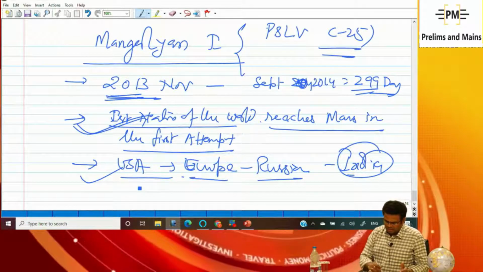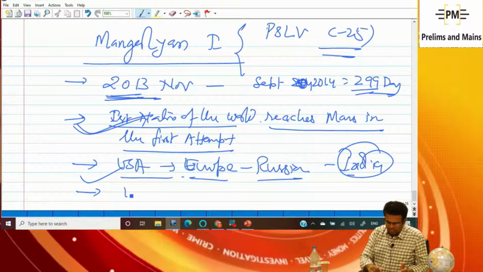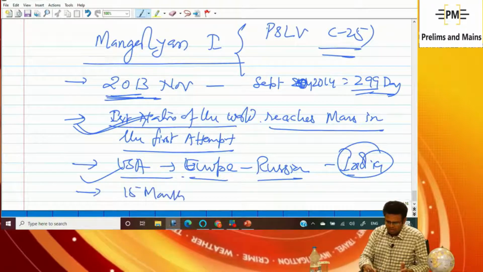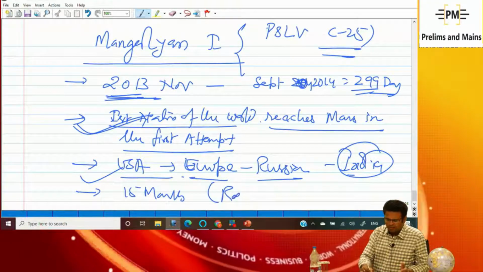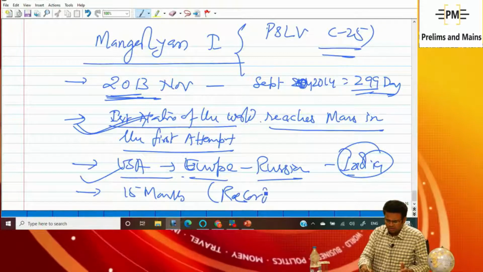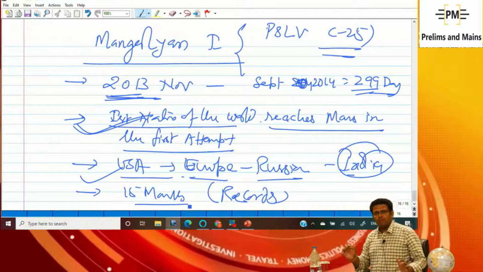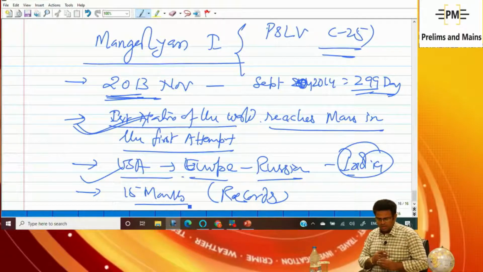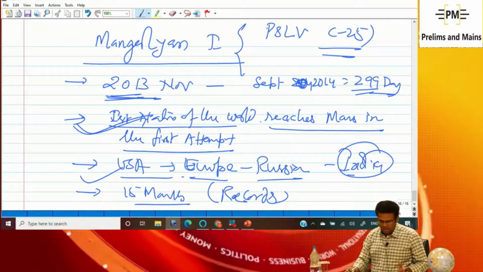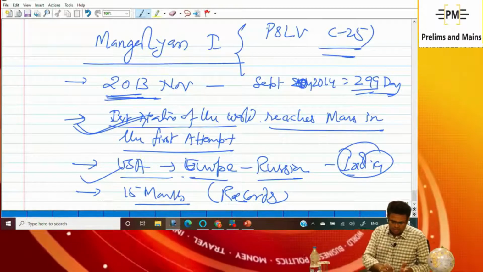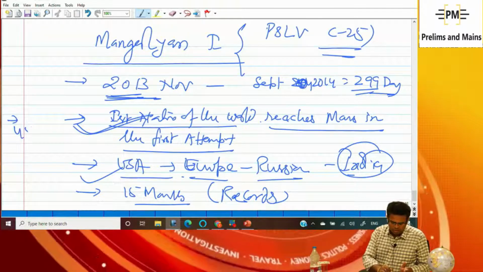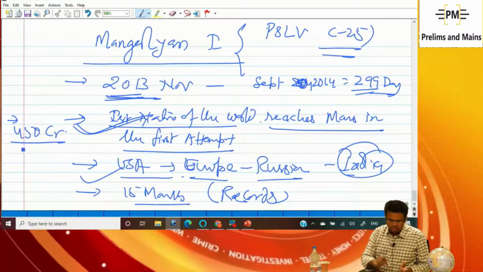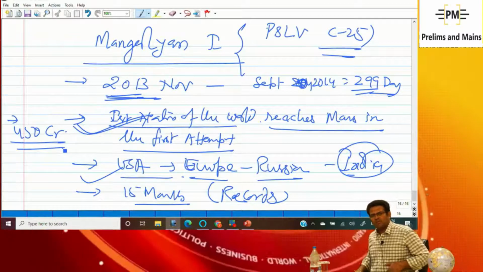Another point: it was prepared in only 15 months. It is also a record, so many records for Mangalyaan. Everything was prepared in 15 months, and then it was sent. And the fourth point, which is very important, is that only in 450 crore our Mars mission was able to reach there.